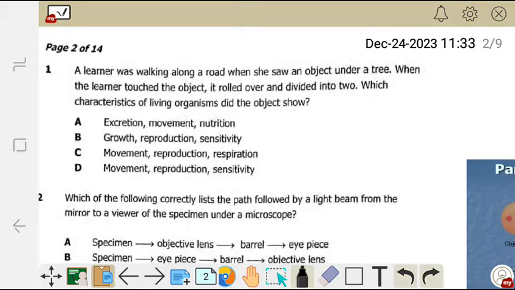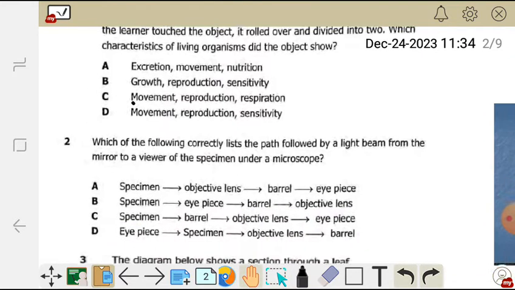So it showed characteristics of living organisms such as movement, reproduction, and sensitivity. So the correct answer here for question 1 is D. Question 2.